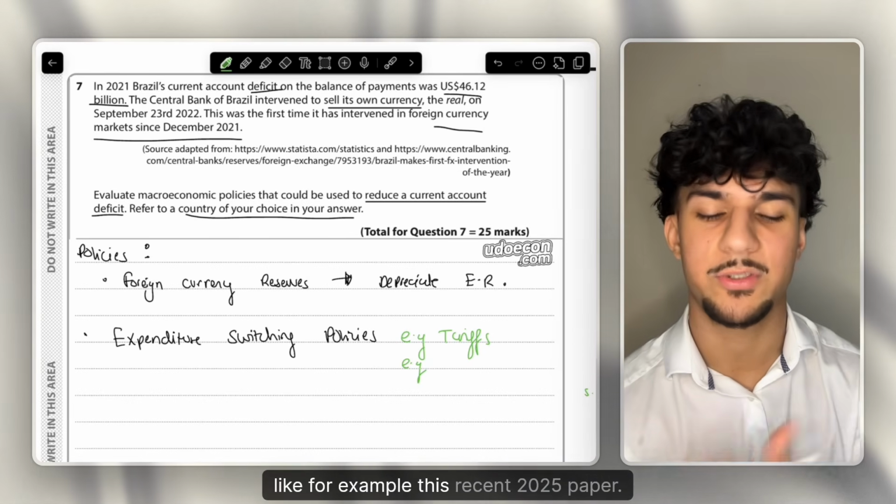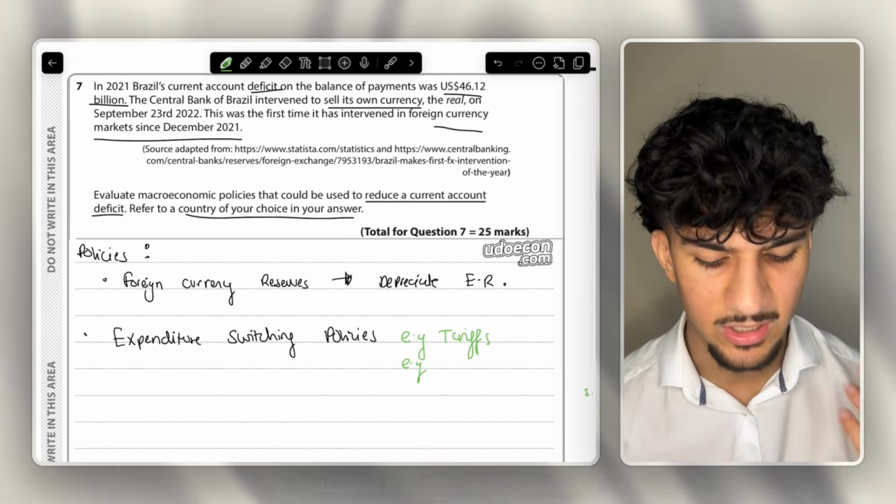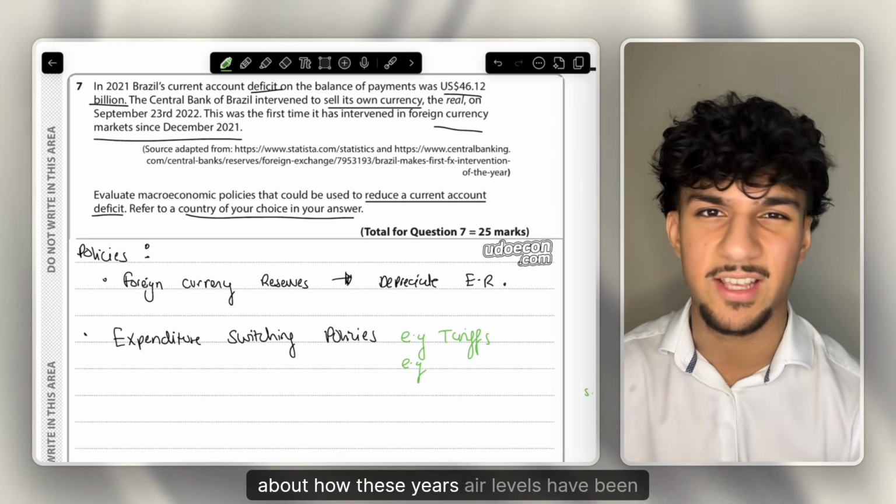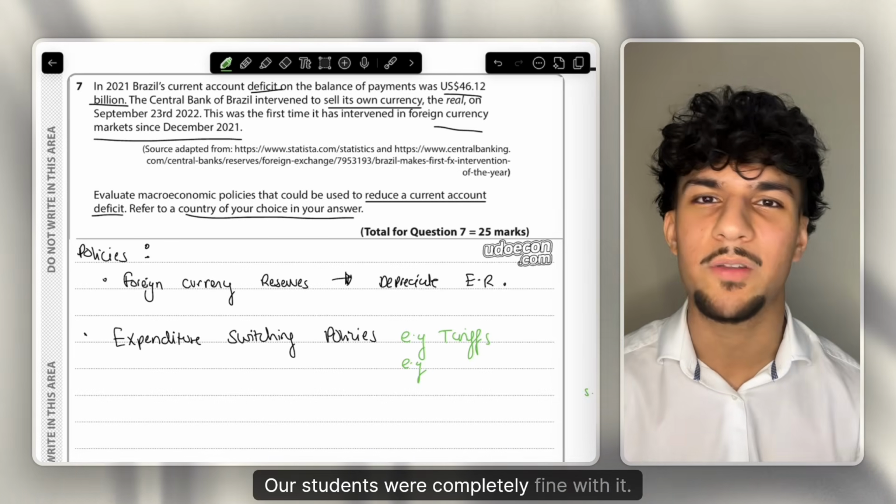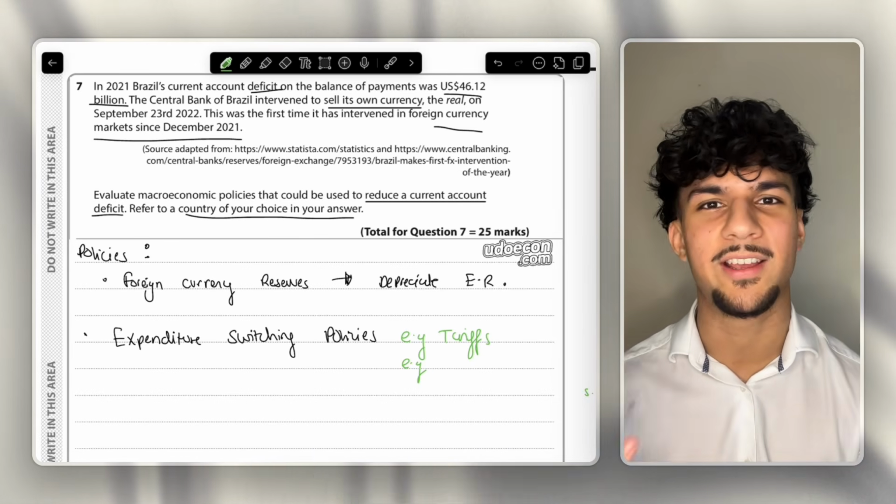Like for example, this recent 2025 paper, especially if you're on social media, a lot of you guys might have seen everyone's talking about how this year's A-levels have been extremely hard. Our students were completely fine with it. We prepare you for literally everything, so there's nothing to worry about.